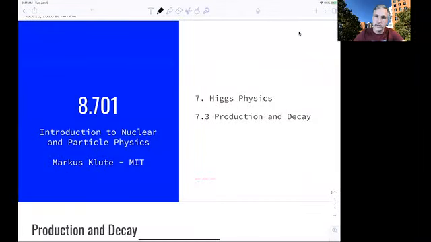Welcome back to 8701. So now this theory about the Higgs boson is quite interesting, and we have seen that it's able to produce masses of bosons and of fermions. But as Feynman said, a theory is only as good as the experiment. And so we have to actually find Higgs bosons and measure their properties and see whether or not their properties are consistent with the standard model.